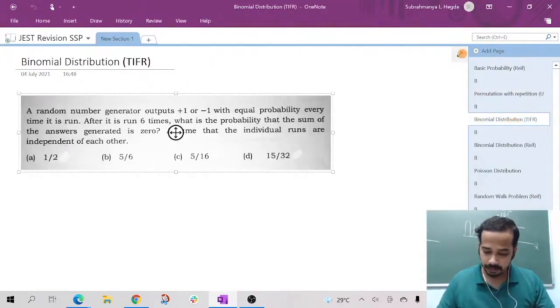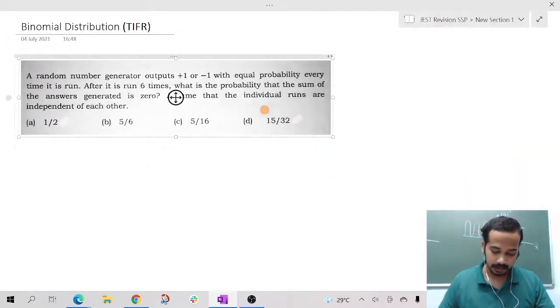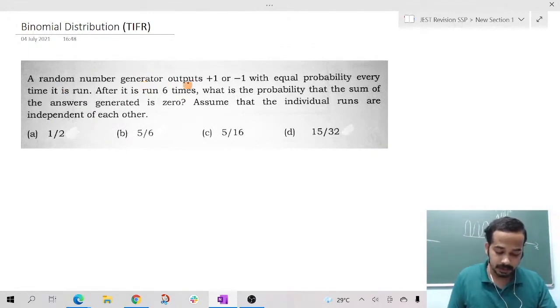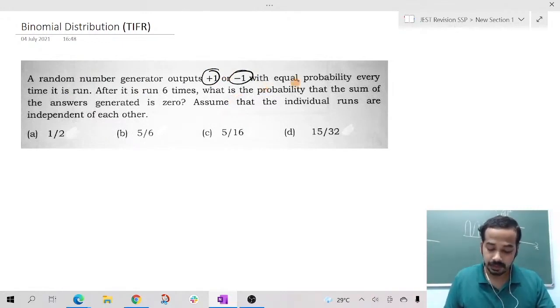I'll go to one more binomial distribution problem. Again, random walk problem depends on binomial distribution, isn't it? A random number generator outputs plus 1 or minus 1. Okay, output is either plus 1 or minus 1, with equal probability. So probability of getting plus 1 is equal to half.